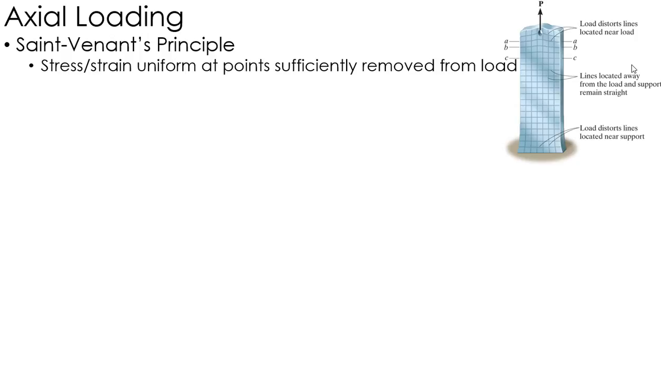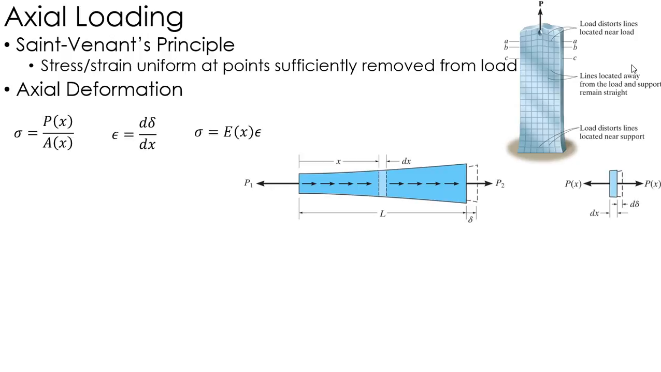deformation and stress-strain relationship. Most of what we do lies in that region where I have uniform deformation. So, axial deformation. Let us look at a member. It's got changing cross-sectional area. It's got several forces on it: one force on the left end, one force on the right end, and a distributed force in the middle. Basically, my force changes as I move along the length.